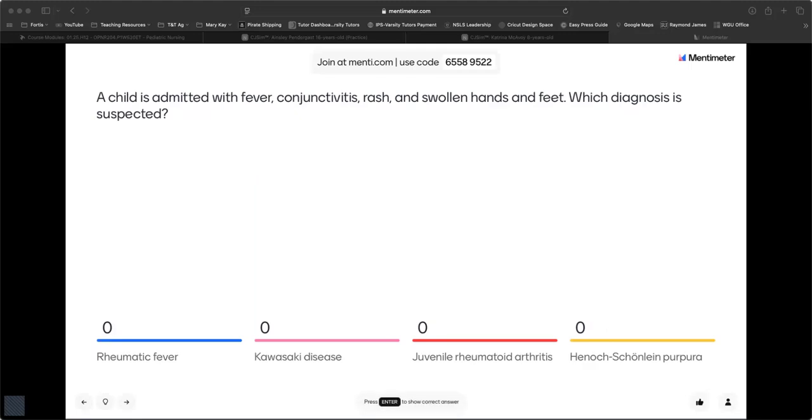And then we have a client with a fever, conjunctivitis, a rash, swollen hands and feet. What diagnosis do we suspect here?